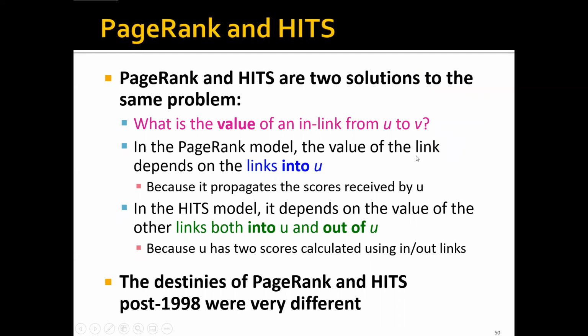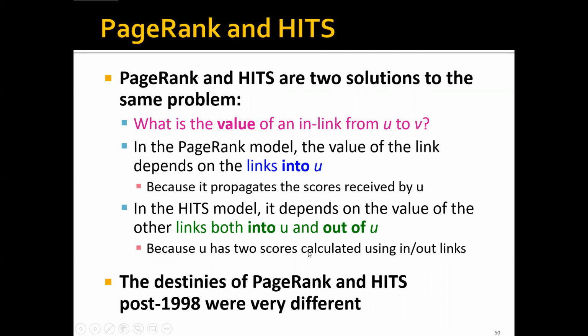And comparing the PageRank algorithm and the HITS algorithm, we can see that these two are actually 2 solutions to the same problem. And the problem is, what is the value of an in-link from node U to node I? In the PageRank model, the value of the link depends on the links into U because it propagates the scores received by U. But in the HITS model, it actually depends on the value of the other links, both into U and out of U.